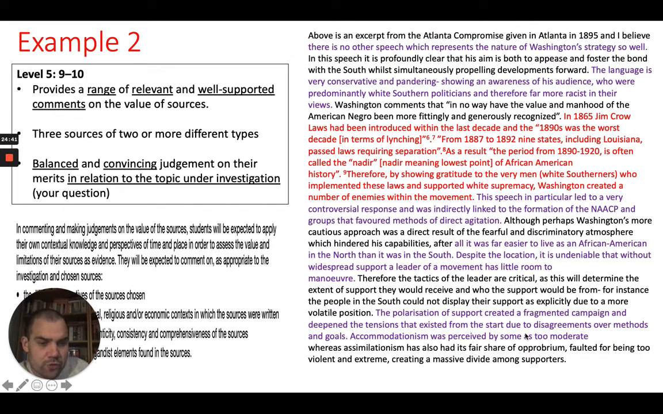The polarization of support created a fragmented campaign and deepened the tensions that existed from the start due to disagreements over methods and goals. Accommodationism was perceived by some as too moderate, whereas assimilation also had its fair share of opprobrium, faulted for being too violent and extreme, creating a massive divide among supporters. So she just used that speech to basically then comment on, well, what does that show us about the value of this source? It shows us the importance of leaders' views and ideas, and how they're shaped by their time and context. So a lot of really great knowledge of the context and comments on the value there.